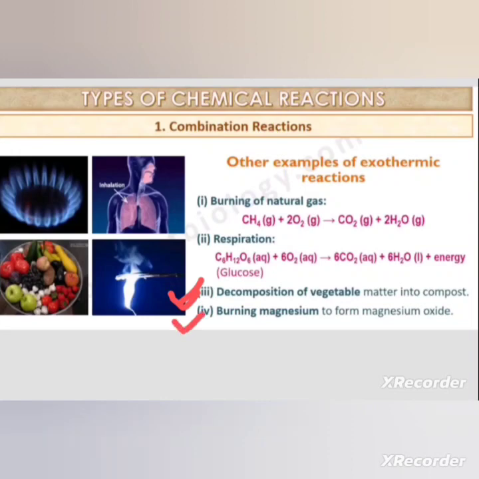And the fourth one is the burning of magnesium to form magnesium oxide. Yesterday we studied the burning of magnesium ribbon. Look at the picture here. It burns with a white dazzling flame. Light is produced as well as heat. So this is also an example of an exothermic reaction.